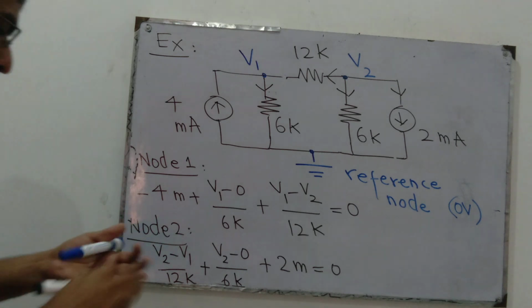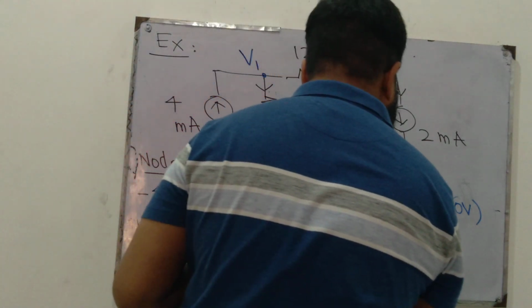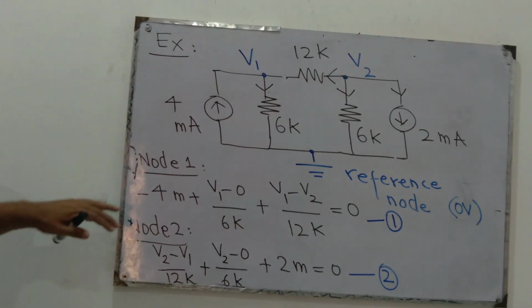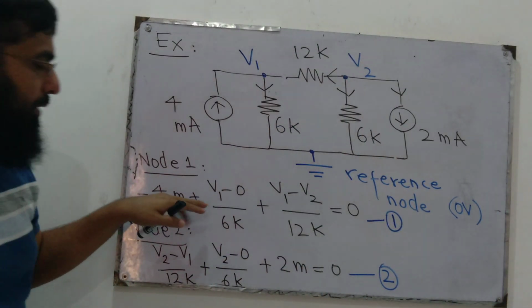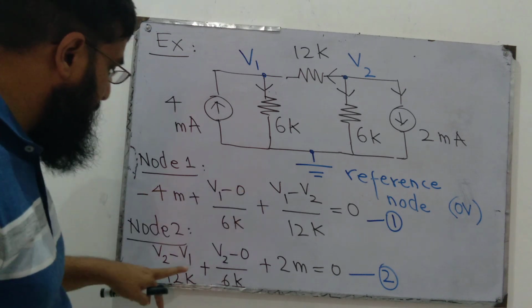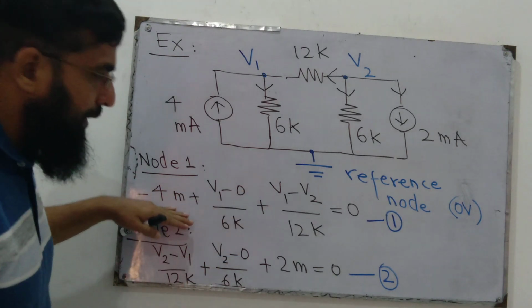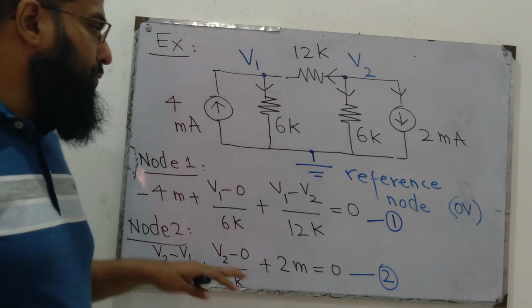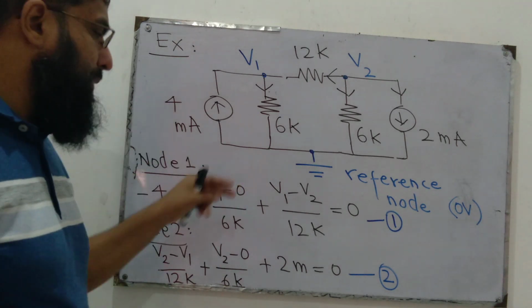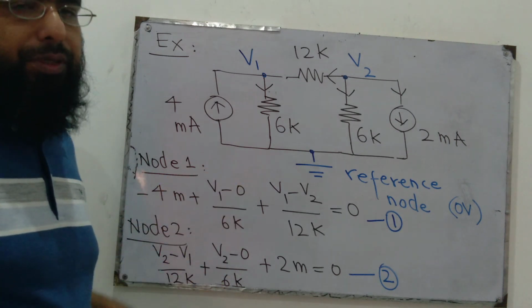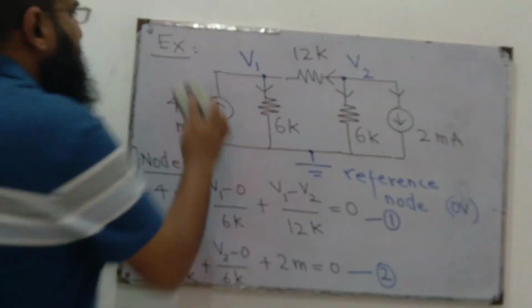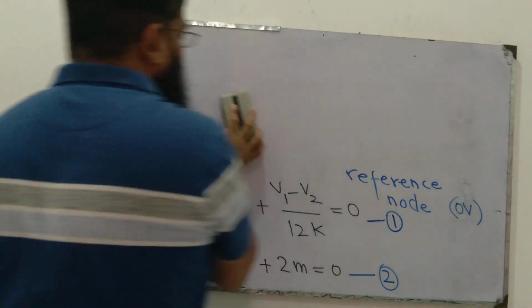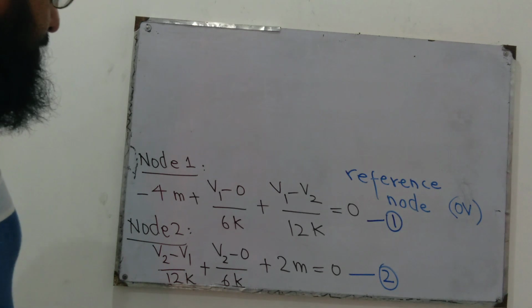Now we have two equations. We can assign them equation numbers 1 and 2. And we see that in these two equations we have two variables, V1 and V2. So we have two linear equations and two variables. We can solve them simultaneously to find the numerical values of V1 and V2. There are many ways we can solve these equations.